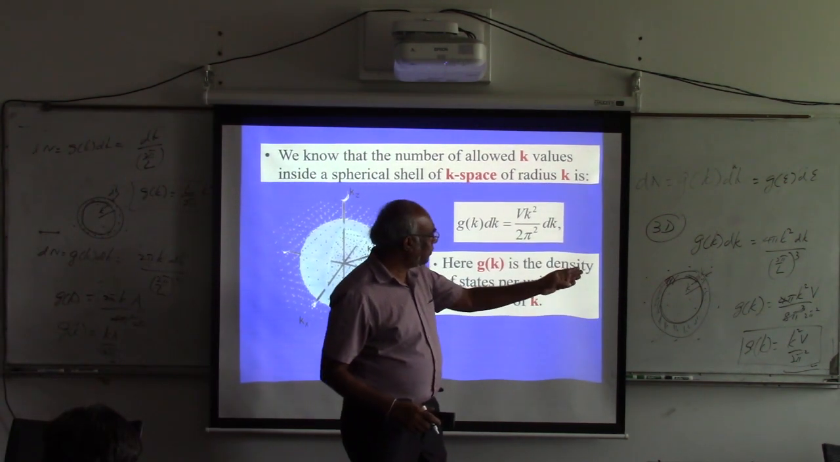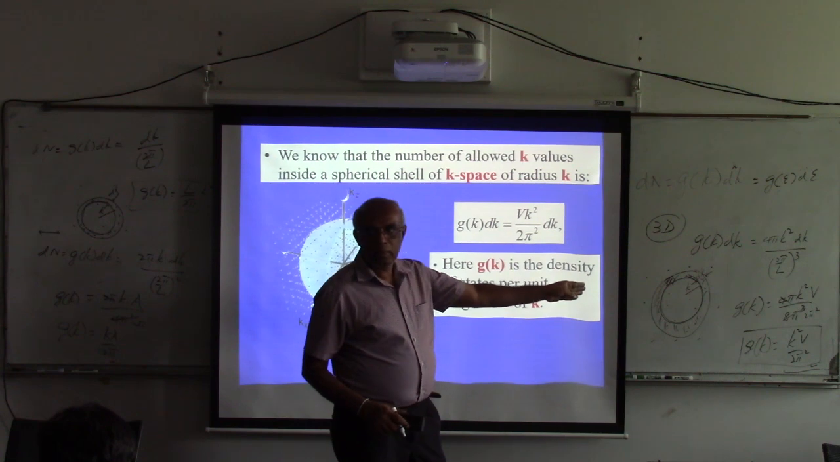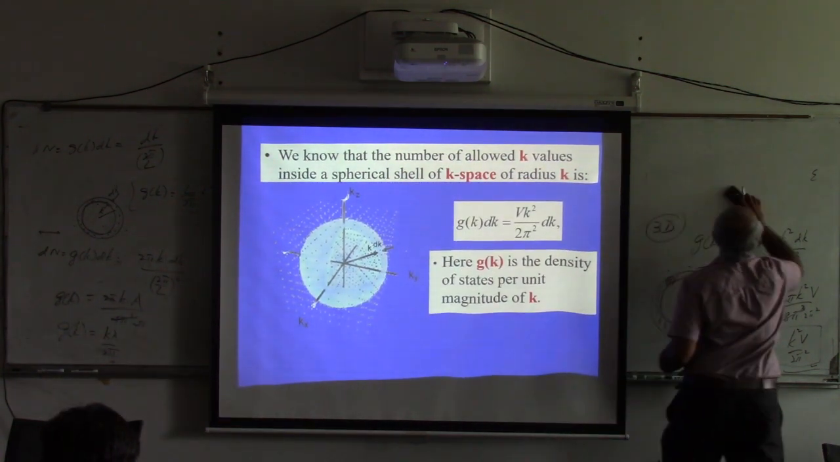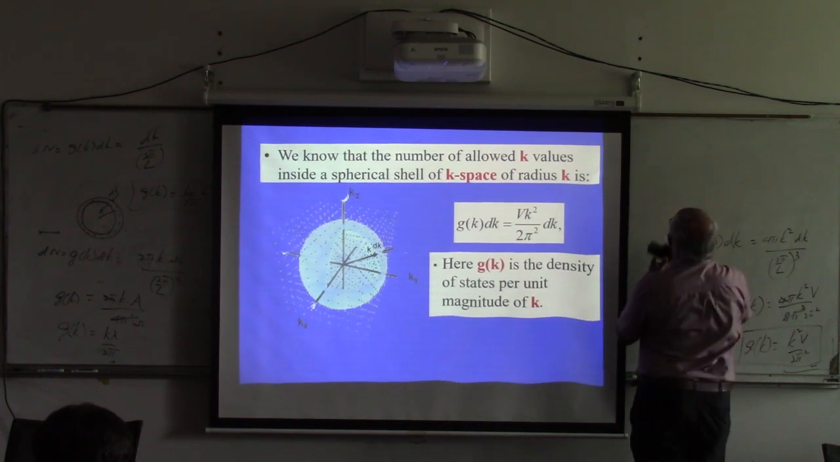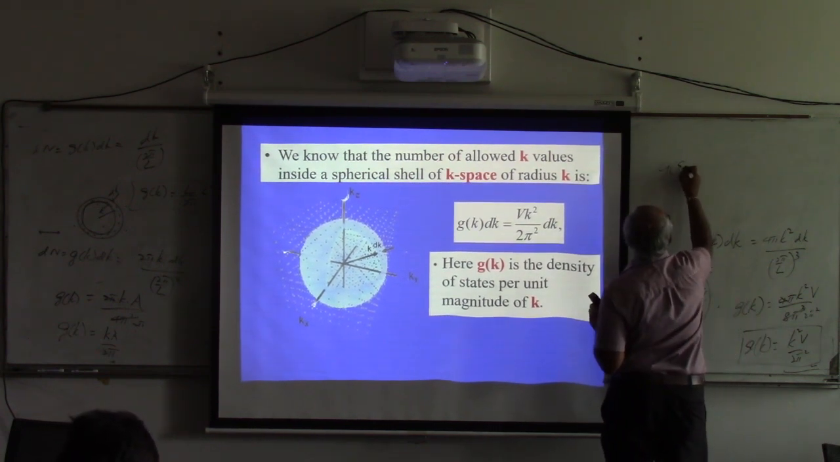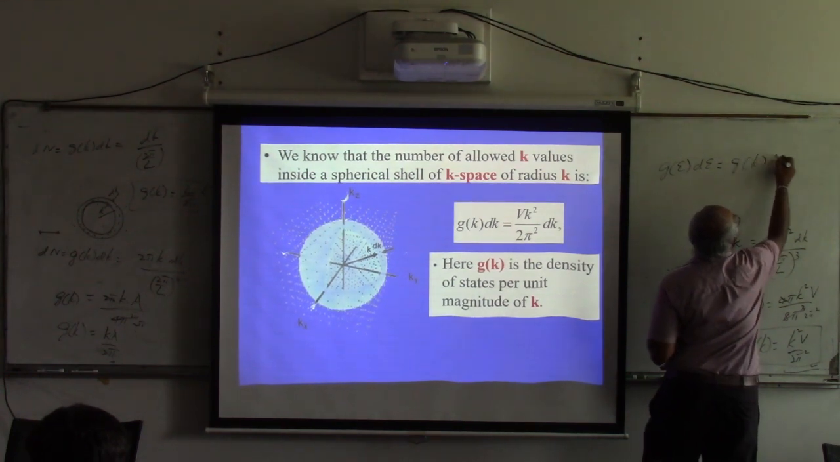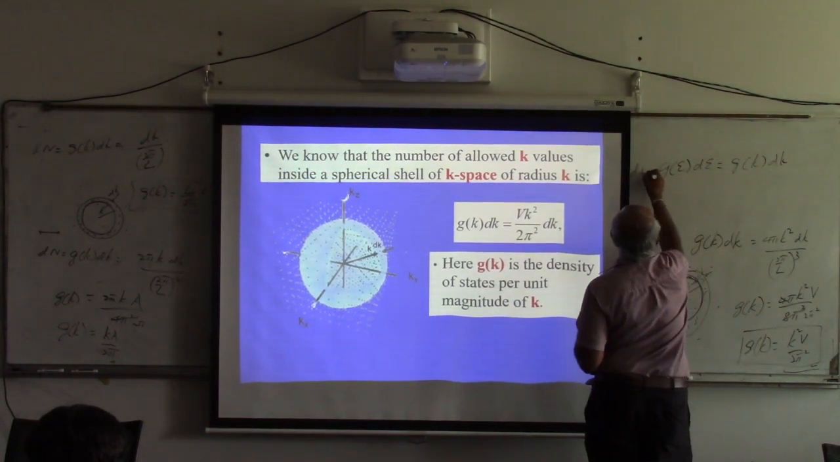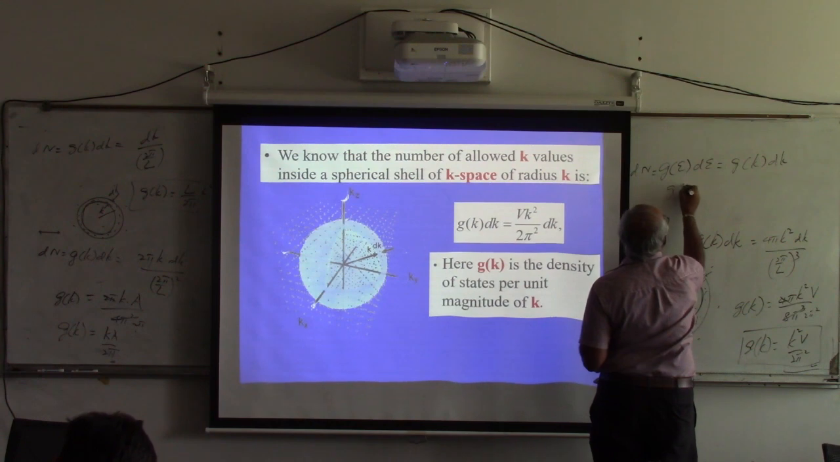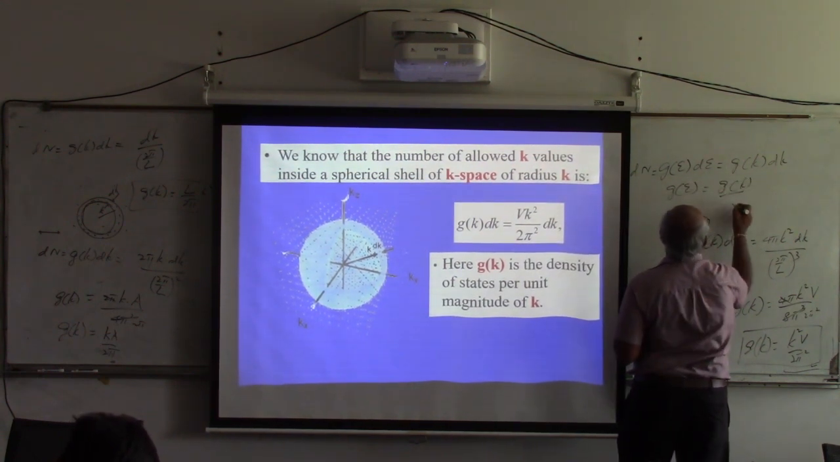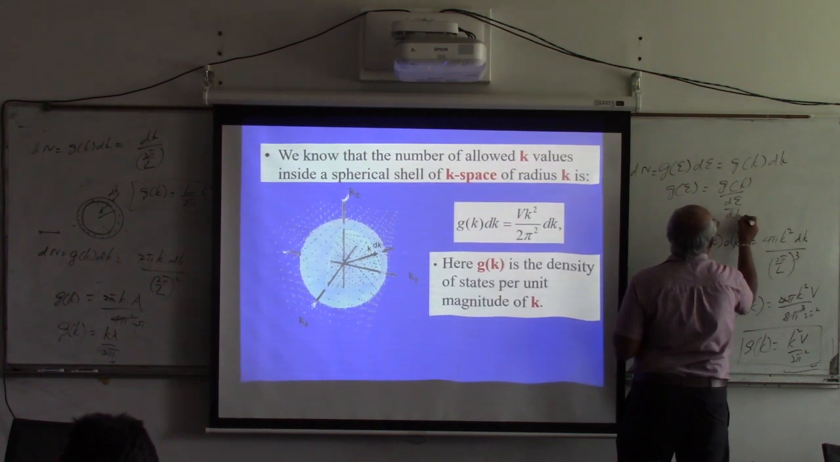Now what we need is GE, right? So how do you get GE? Let's do it for the 3-dimensional case. This is always true. GE times dE is GK times dk, right? That is your dN. So that means GE is GK divided by dE over dk, right?